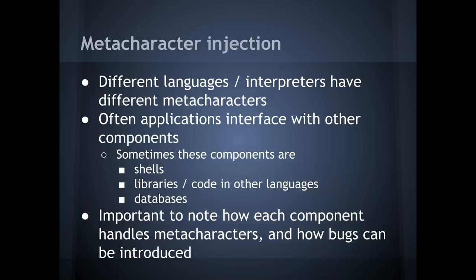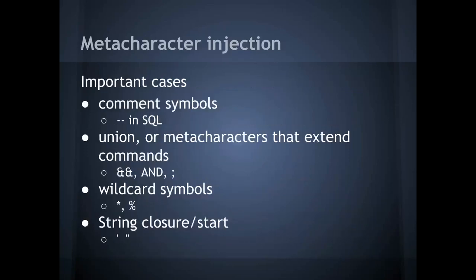And metacharacter injection applies really when applications interface with the various components of that architecture in a dangerous way. Sometimes these components are passing off a calculation to the shell, or they're passing off to a library that's perhaps written in a different language, or they're passing off to the database. And it's really important when auditing for metacharacter injection to understand how each component handles their metacharacters, and to focus on how bugs can be introduced in the interaction between these components.